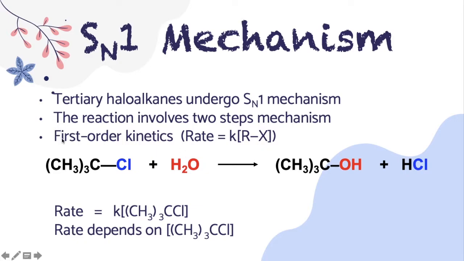So for example, this is a chemical equation. The haloalkane reacts with water to produce alcohol and HCl. The rate equals k times the concentration of only the haloalkane. We don't consider the nucleophile concentration as we do in the SN2 mechanism. So it depends only on the concentration of haloalkane.